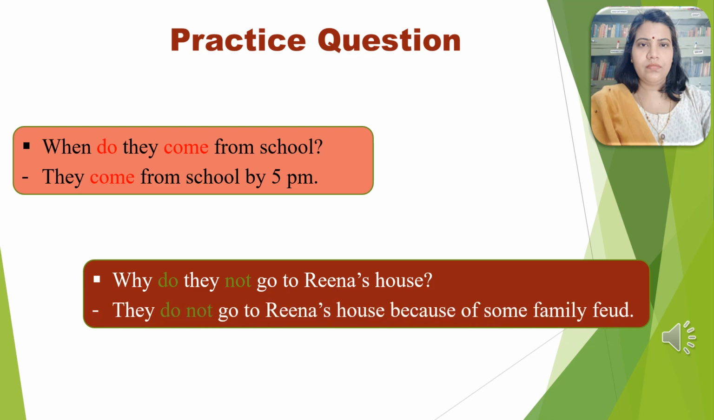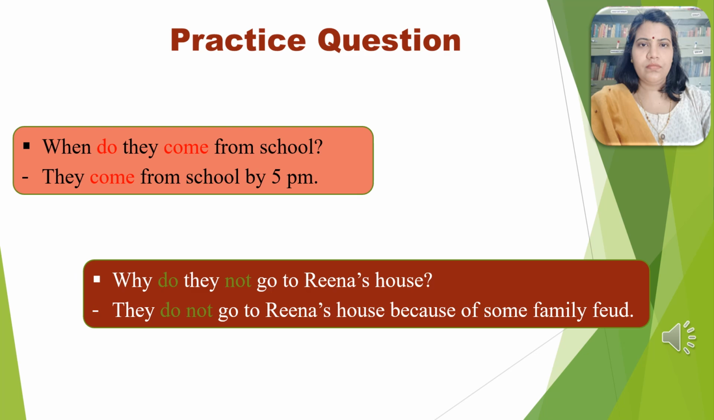Let's have the next question. When do they come from school? Here the time is being asked. Do is the auxiliary verb, they is subject, and come is the main verb. We have to remove do here, and the answer will be, they come from school by 5 p.m.